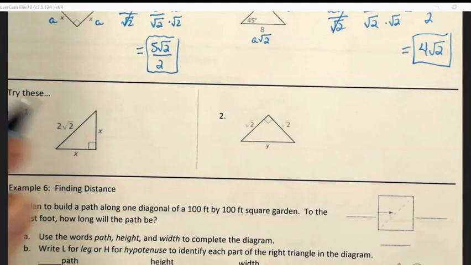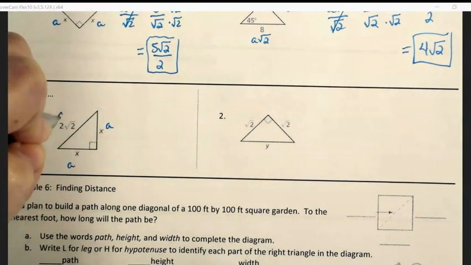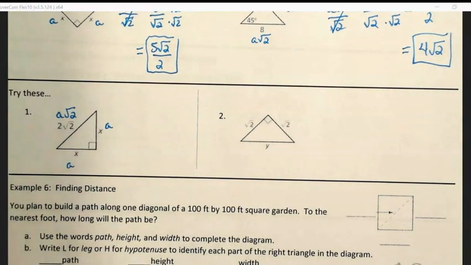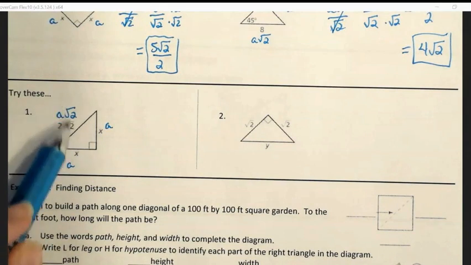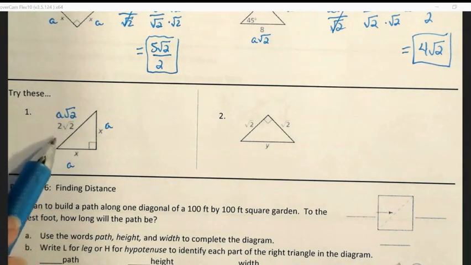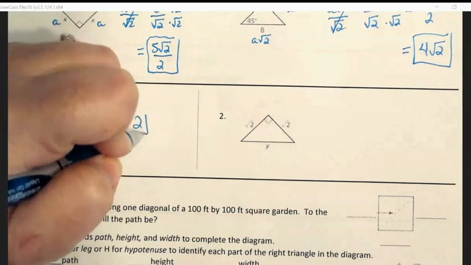Okay, so for number 1, you should have marked it a, and a root 2. This is one where they gave us a square root of 2 in the hypotenuse already. So the number in front of the square root of 2 is going to be our answer. So that's a 2. So the x should be 2.